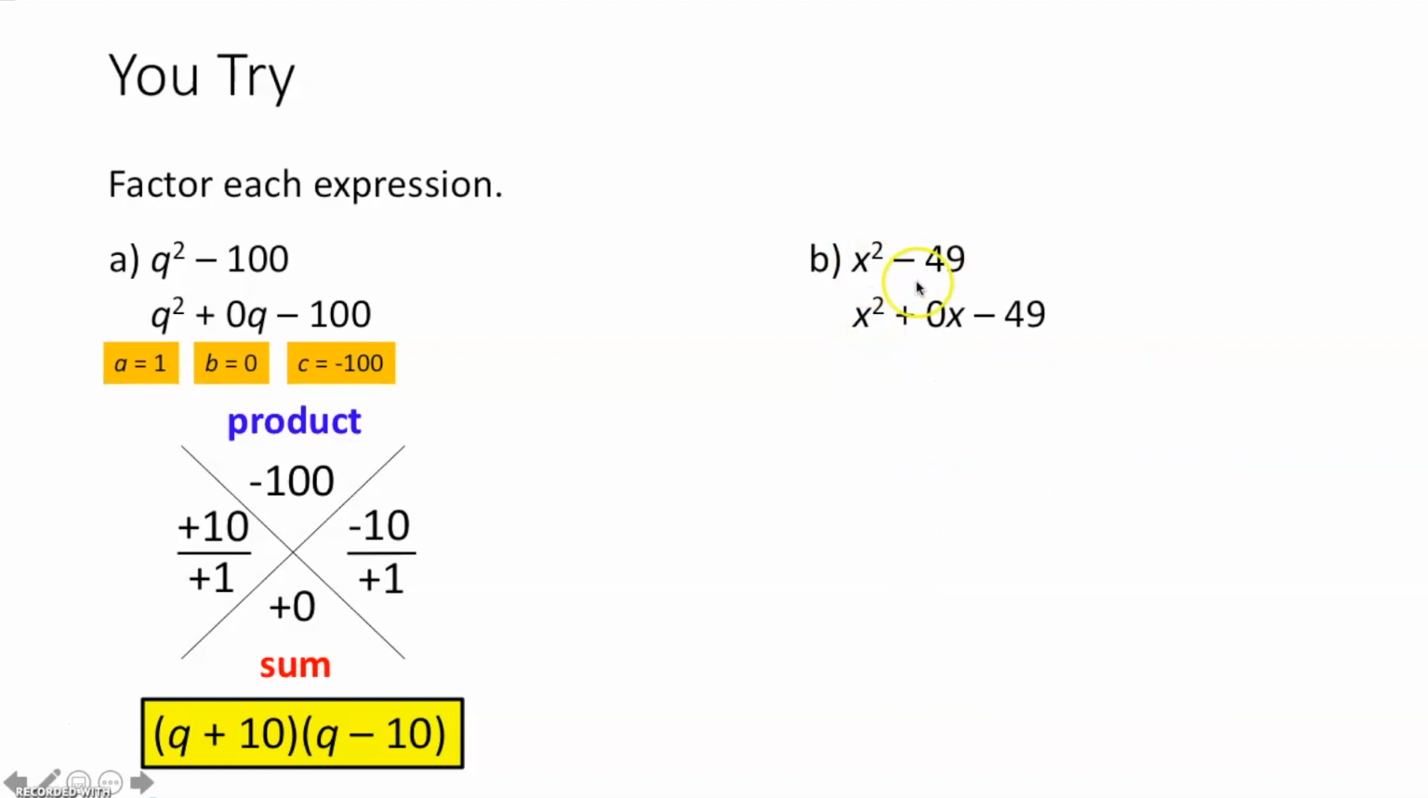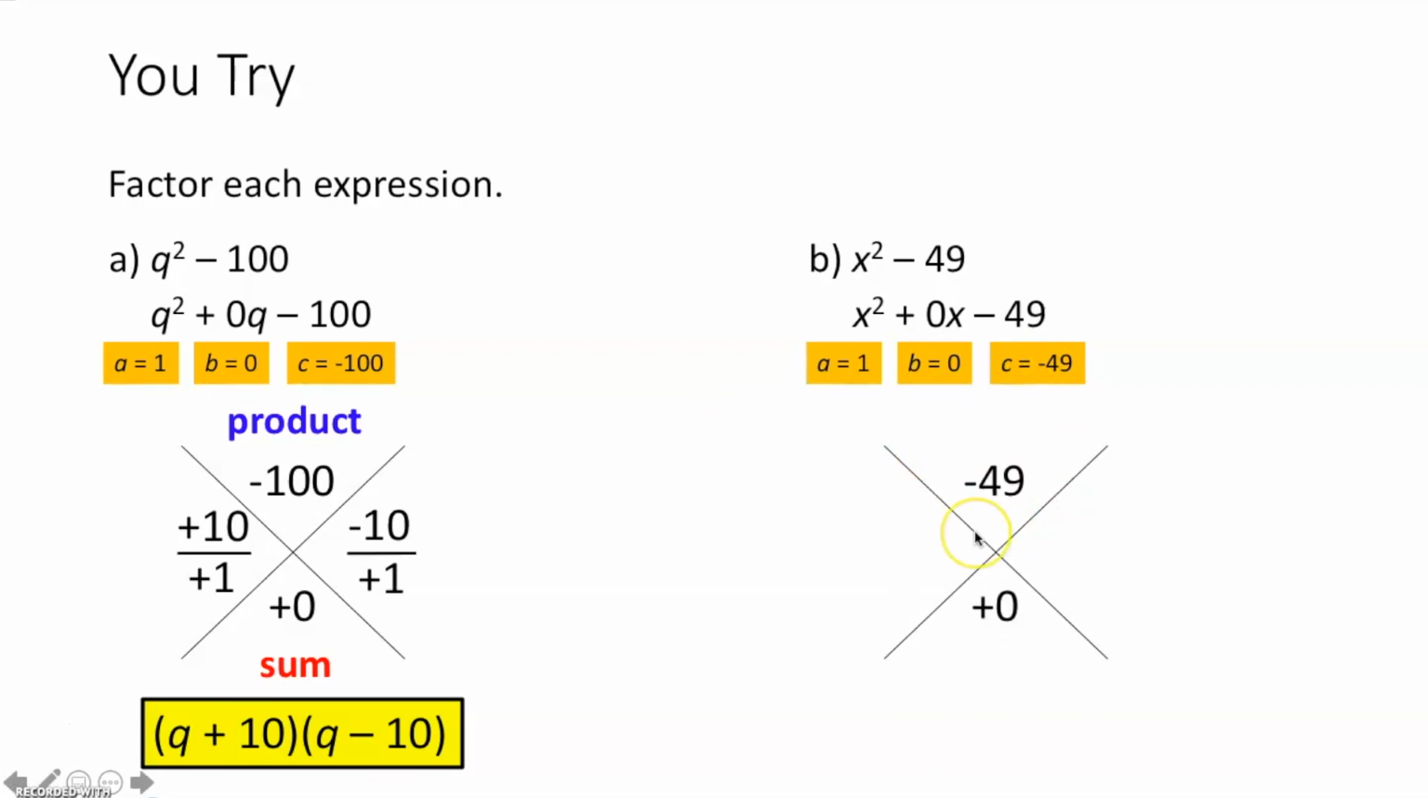We know that this is the same as x squared plus 0x minus 49 because there isn't a middle term. Your a value is 1, your b value is 0, your c value is negative 49. So we create a magic x. We put a times c on the top of the magic x and your b value on the bottom. We then think about two numbers that multiply together to make negative 49 and add together to make 0. That would be positive 7 and negative 7.